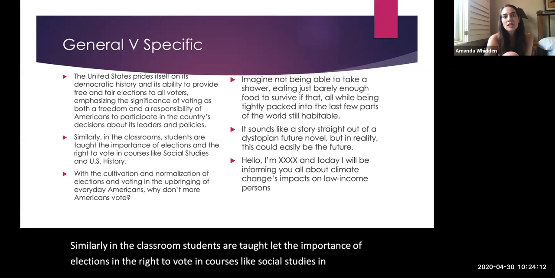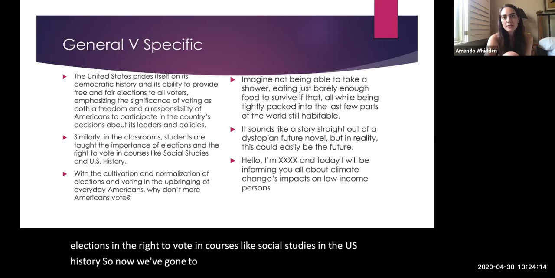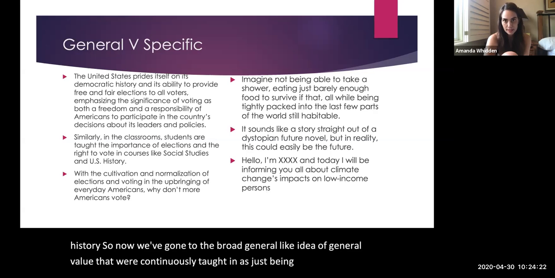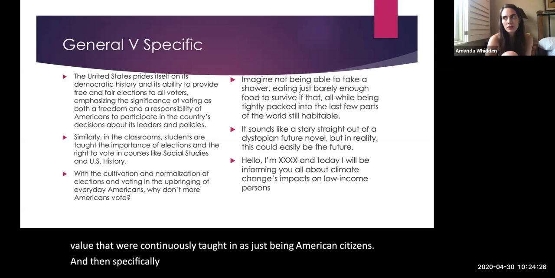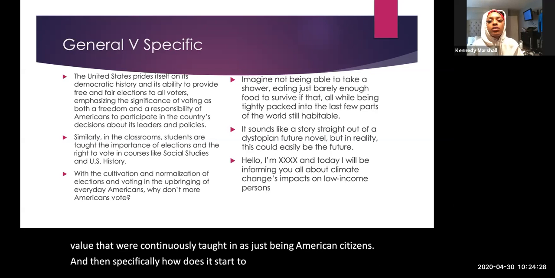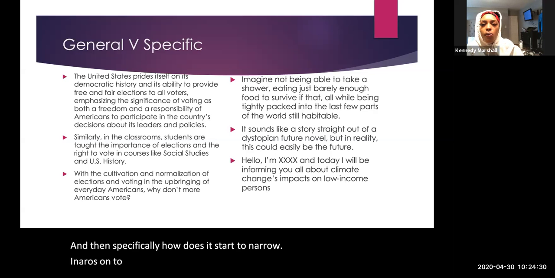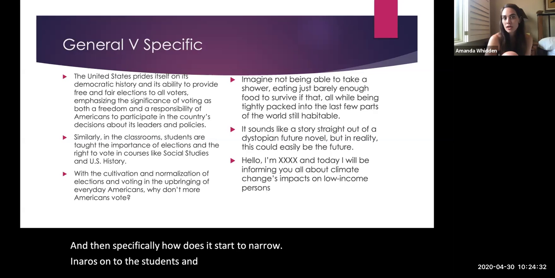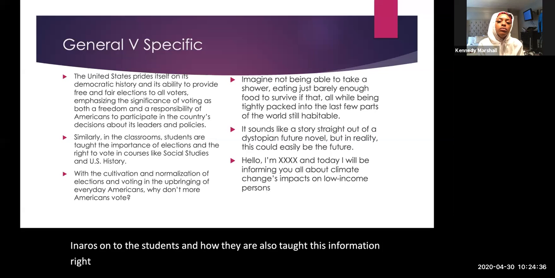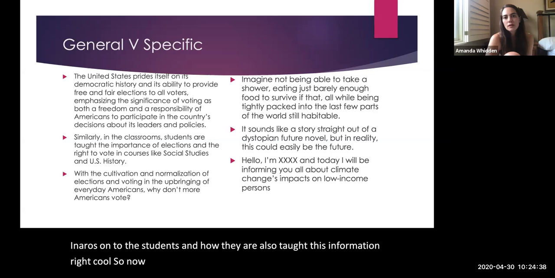So now we've gone to the broad, general idea of a value that we're continuously taught as American citizens. And then specifically, how does it start to narrow? It narrows onto the students. Okay, students and how they are also taught this information, right? Cool. So now let's read the last one.